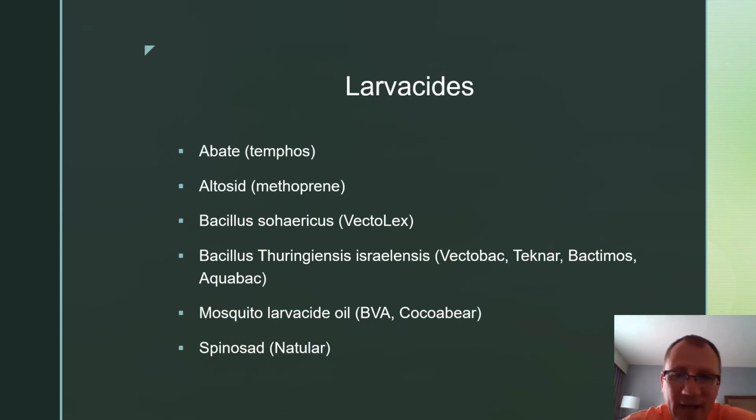Looking at larvicides, you could have products such as Abate, which is temephos, Altosid, which is methoprene, Bacillus sphaericus, Vectolex, BTI, which is Vectobac, Technar, Bactimos, and Aquabac, mosquito larvicide oil, BVA and Coco Bear, and spinosad, which is called Natular.